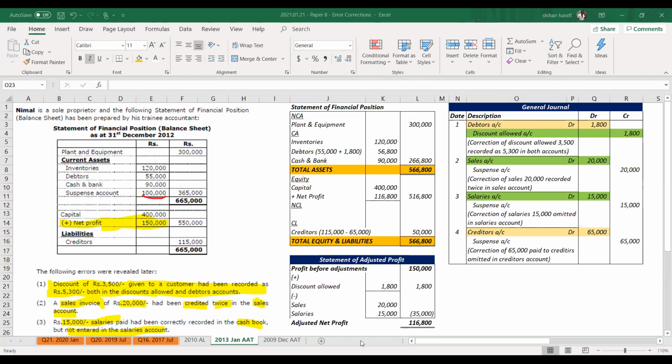There are some questions. Do we need to write the full heading of the financial position and income statement? Yes, it is better to write the full heading, the full name of the account.